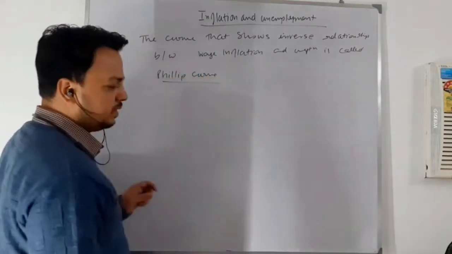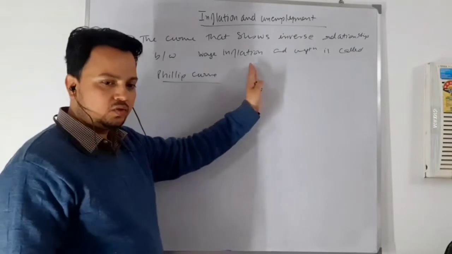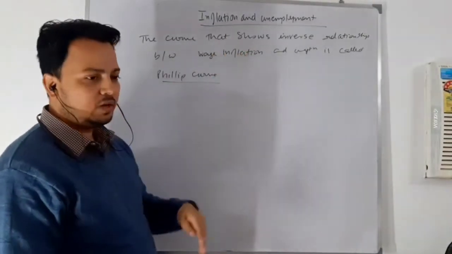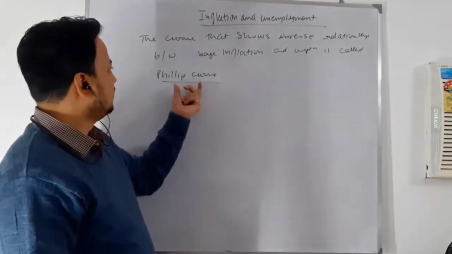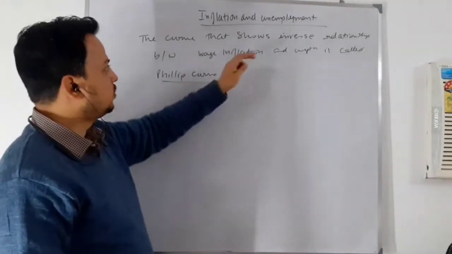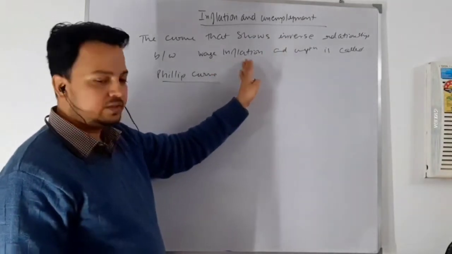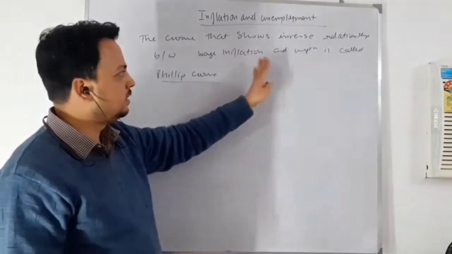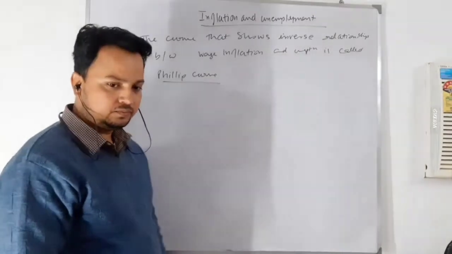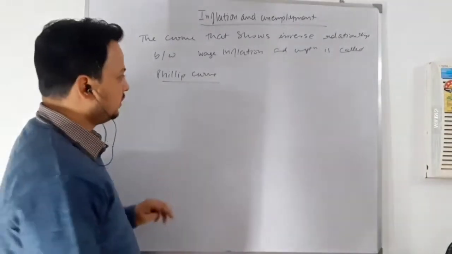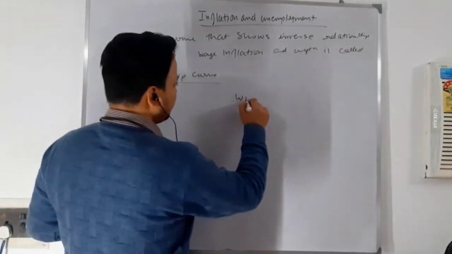What is wage inflation? Rate of increase in wage rate is called wage inflation. So when we are talking about the Phillips curve, it is basically showing an inverse or negative relationship between wage inflation, rate of increase in money wage, and unemployment rate. This curve is called the Phillips curve because of a study done by William Phillips.